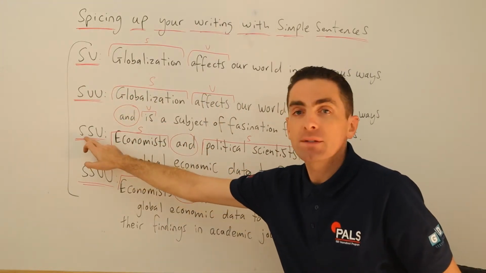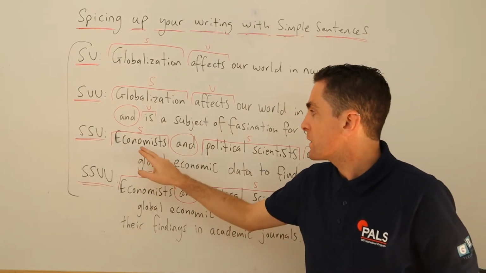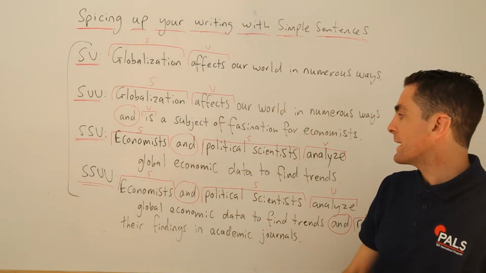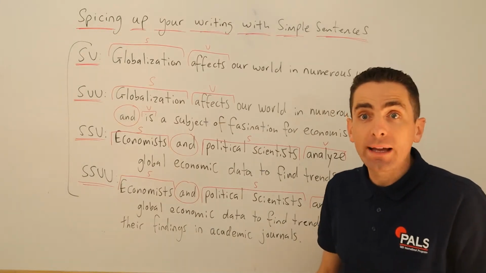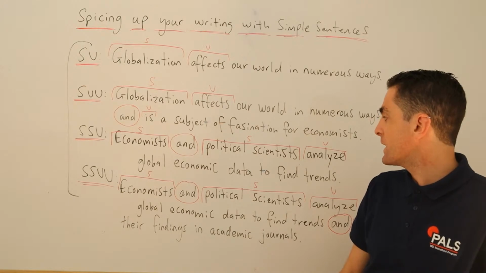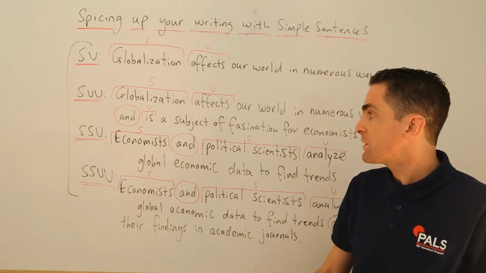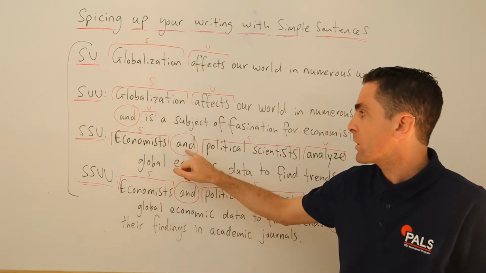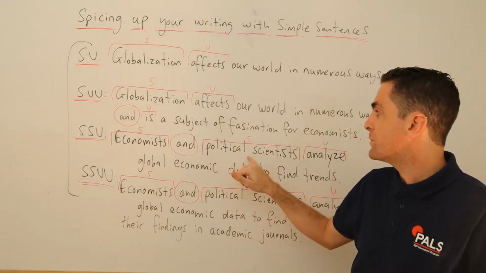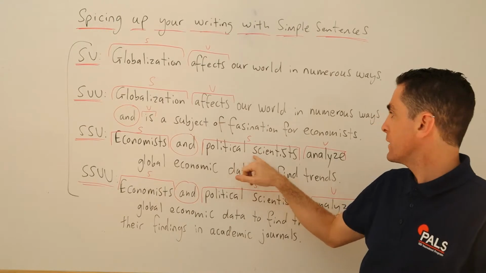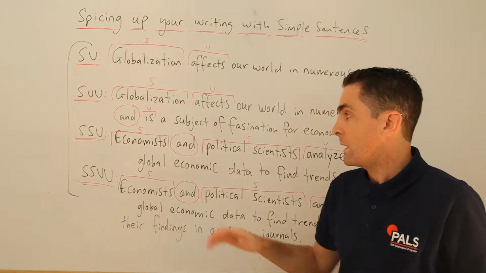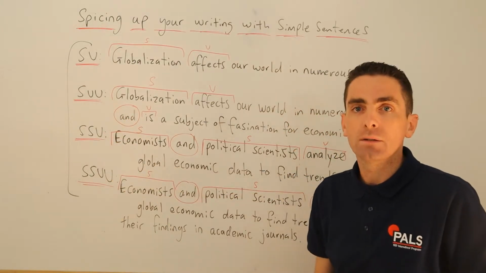Then we have a compound subject here. So economists and political scientists analyze global economic data to find trends. Economists and political scientists analyze global economic data to find trends. Okay, so we have a subject, it's our compound subject here, so and in between, second subject, political scientists, then our lovely verb here, and then the rest of the sentence. Okay, so that's a subject, subject, verb sentence.